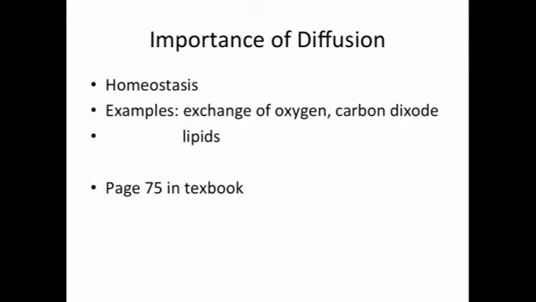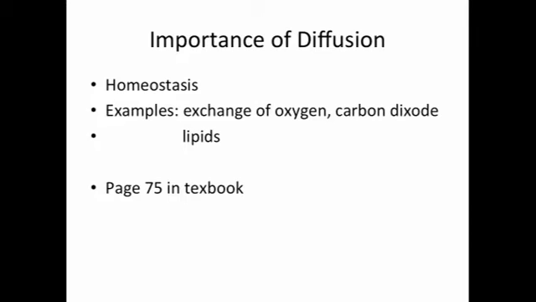That does it. The last thing we have to talk about is the importance of diffusion. And the importance is homeostasis. A living organism is trying to maintain a constant condition inside itself. It's always going to have imbalances in the amounts of things, so it has to have a clear understanding of how things can move across a barrier.